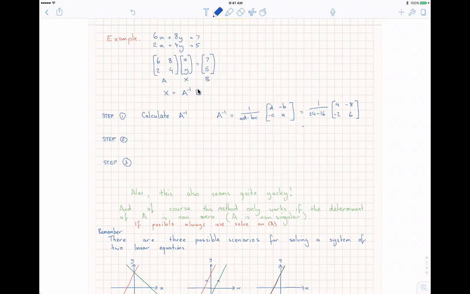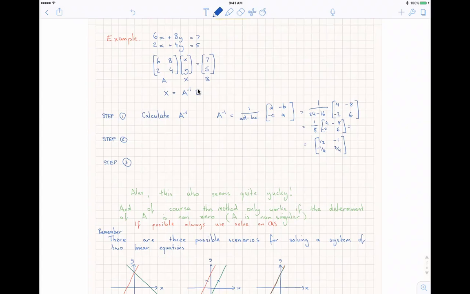So we might actually multiply that out. So we have 1 over 8 times 4, minus 8, minus 2, 6. So that's equal to 1/2, minus 1, minus 1/4 and 3/4. All I've done there is multiply each of those values within the matrix by 1/8 using scalar multiplication.